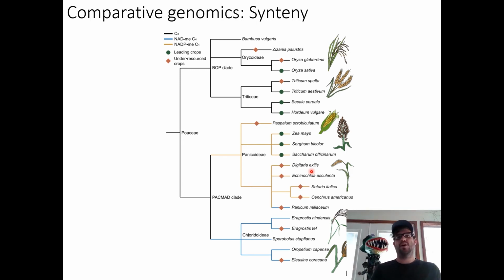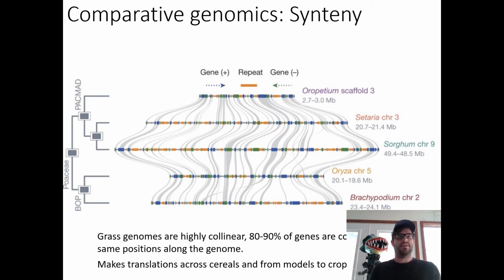Maybe you find a gene that's important in rice, and you want to see what the orthologous gene is in maize or maybe in teff. It could be involved in disease resistance or stress tolerance. We can use comparative genomics to identify genes that correspond to each other. Grasses are highly collinear, and their genomes have about 80 to 90% of genes in the conserved order and in the same positions along chromosomes.